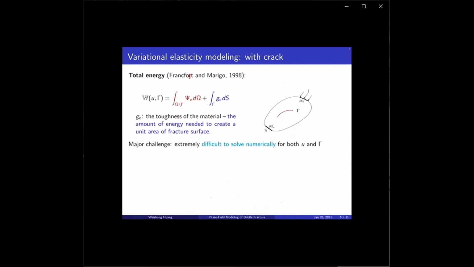For the situation with cracks, we can write the total energy as this: the energy for the undamaged area, and this is for the damaged area. And G_c is called the toughness of the material. It is actually the amount of energy needed to create a unit area of fracture surface.